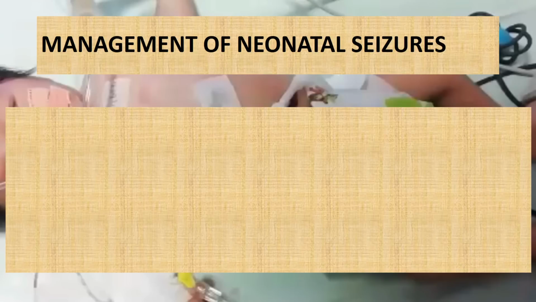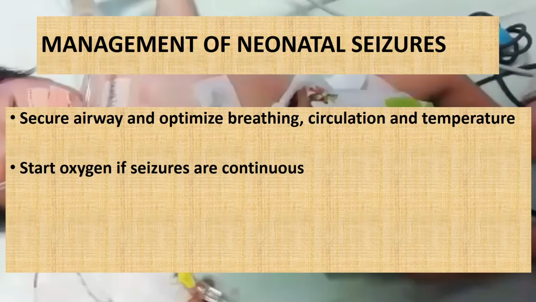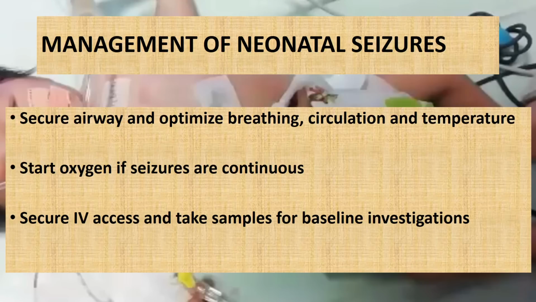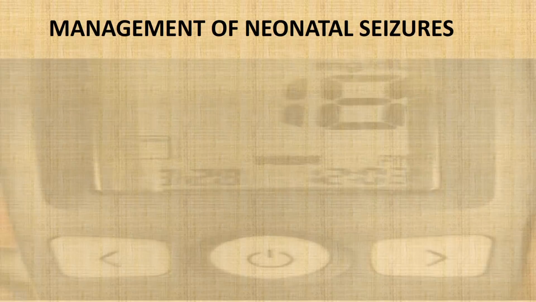Now the management of neonatal seizures. Secure the airway, optimize the breathing, circulation and temperature. So ABC. Then start oxygen if seizures continue in spite of giving the anticonvulsant. Secure IV access, take the sample for the baseline investigations. Whenever a newborn is having seizures, the first investigation is blood sugar measurement.